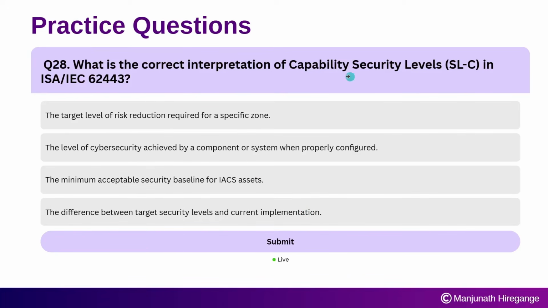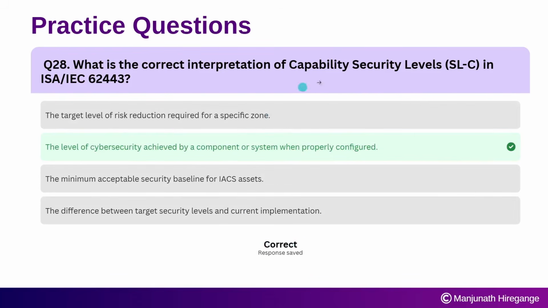So there are two security levels what we have defined, like SL 1, 2, 3, 4, that is quantifiable, and how the security controls are. Here is the SLA, SLT, SLC. SLA is achieved, SLC is capability, and SLT we have discussed in the previous mock test, that is target security level. So what is capability? The level of cybersecurity achieved by a component or system when properly configured. So that is the right answer. So you can expect some kind of questions like this in your exam, maybe three questions.